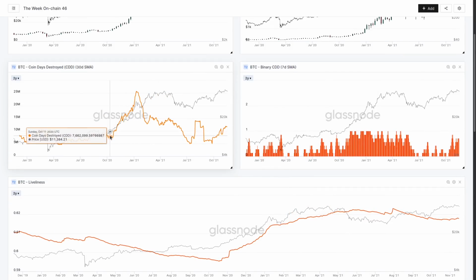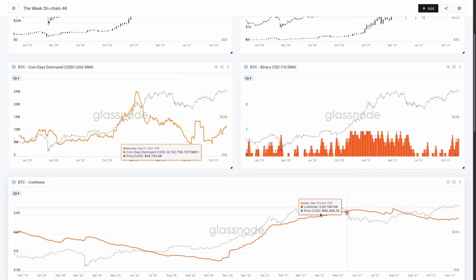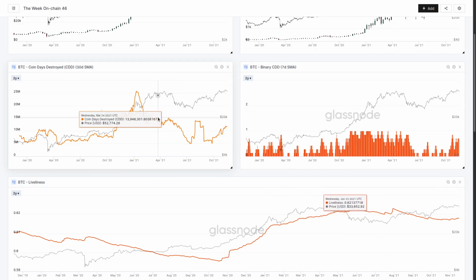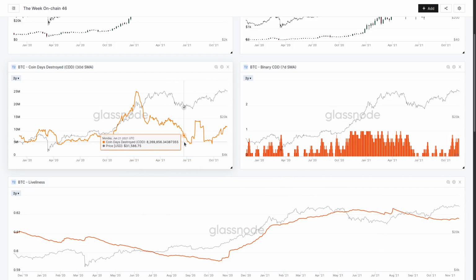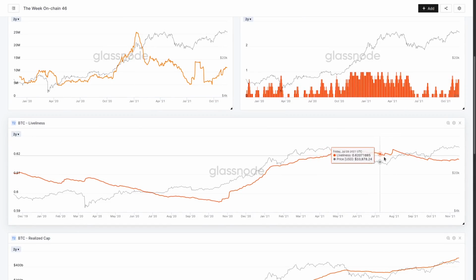And this is the same as the pattern here. This is the very steep curve. Then we get the softening out of it. So this period from January all the way through to July was this softening out. And then we moved into a deep accumulation period from July through to October, which is more or less what we've seen in this downtrend in liveliness.